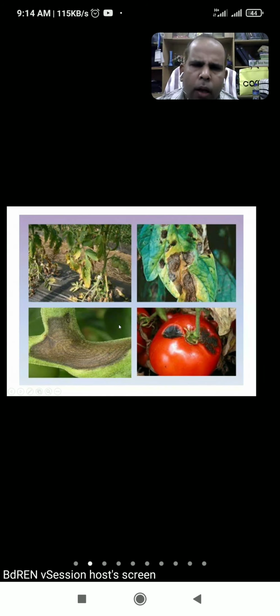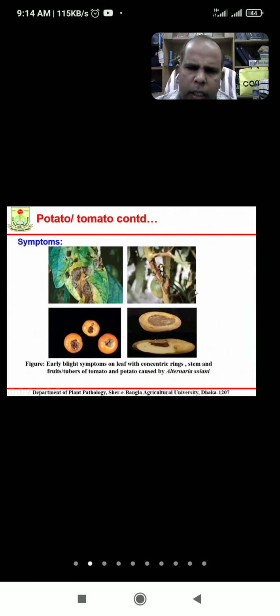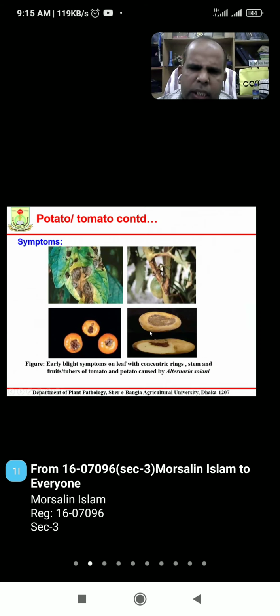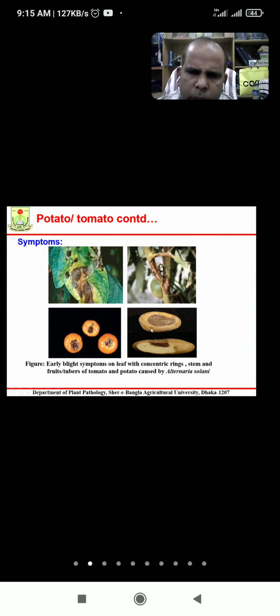Okay. And in the case of potato, such symptoms can also appear on the potato tuber, on the skin of the tubers. And this also forms the concentric ring. You can see here, this also shows the concentric ring.